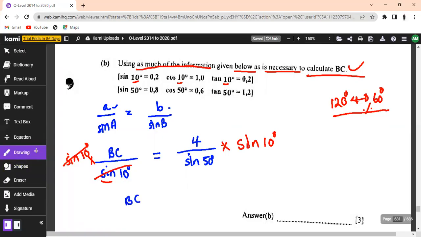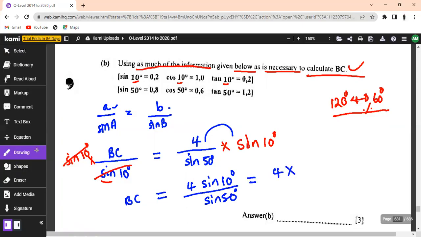So your BC is going to be equal to 4 times sine 10, which is 4 sine 10 degrees, everything over sine 50 degrees. Okay, now let's substitute our values. We are going to have 4 times sine 10, where we are given the value of sine 10 here. Sine 10 is equal to 0.2. So it's 0.2 over sine 50. Your sine 50 here is 0.8. So it's going to be 0.8.